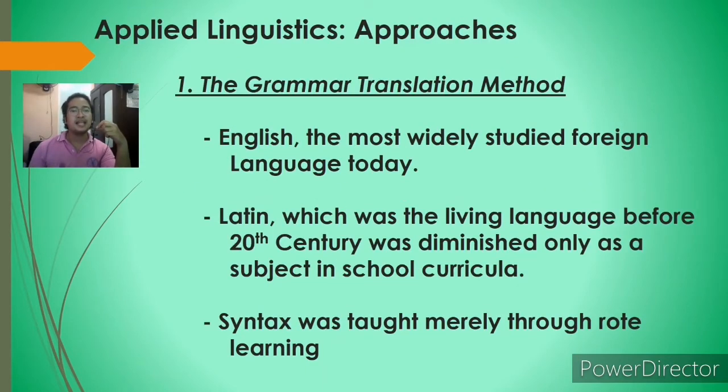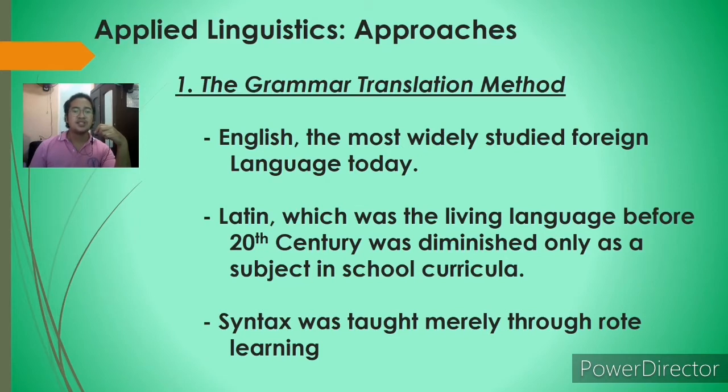From this slide, let me discuss the approaches that people used during the 20th century to teach the English language, in which we can also apply these approaches to our teaching career at present, but of course with consideration to the different types of our learners. Remember, one approach may not fit all. Let us first have the grammar translation method.